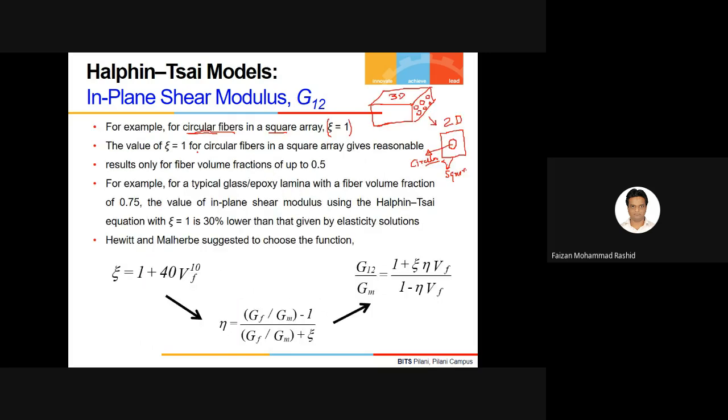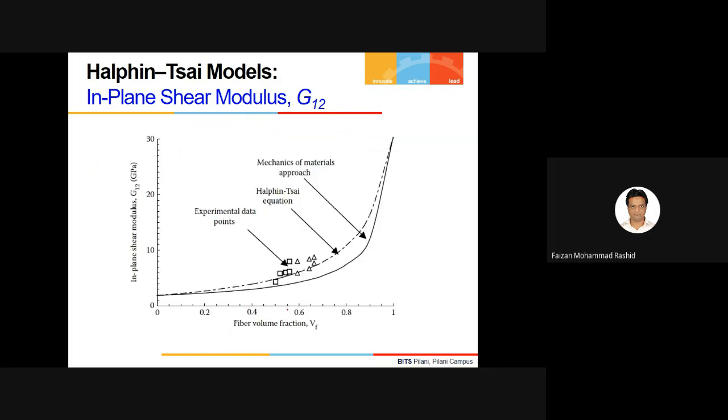The value of zeta for a circular fiber gives results only for a fiber volume fraction up to 0.5. Means up to 0.5 fiber volume fraction, the result was acceptable. If I come here, you see up to 0.5, the prediction from the Halpin-Tsai model was okay for fiber volume fraction.